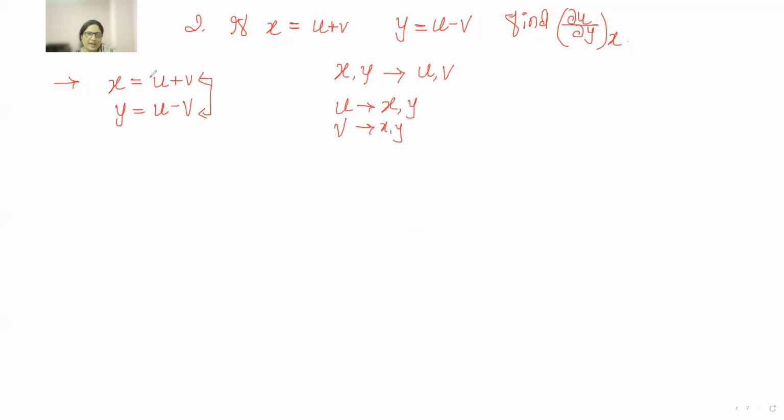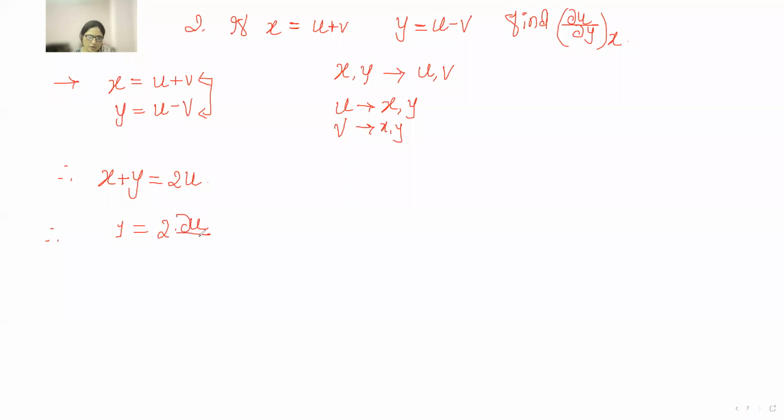For that, if you are adding these two terms, we get x plus y is equal to u, plus v and minus v cancel, so it is equal to 2u. Now differentiate this function with respect to y. So it is 1 is equal to 2 into the derivative of u with respect to y.